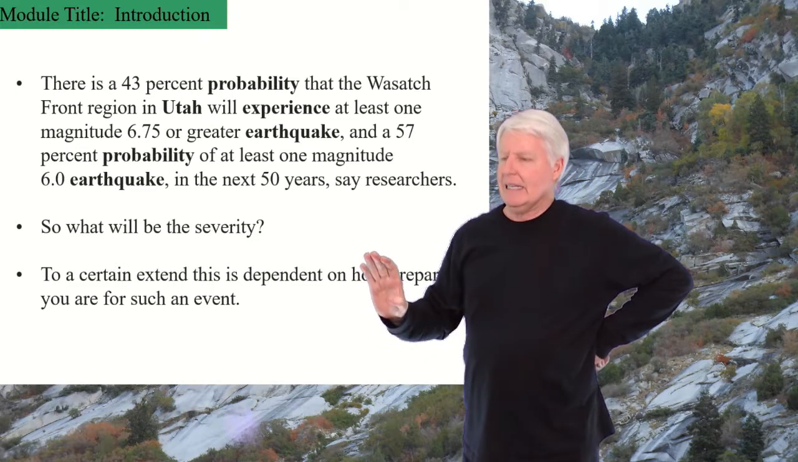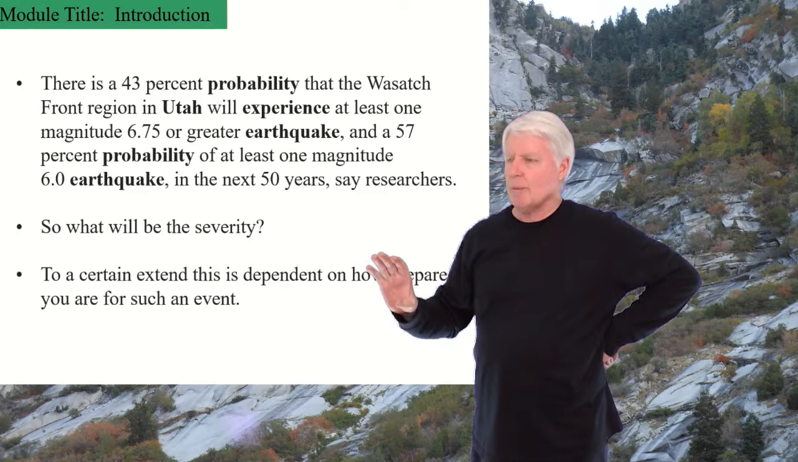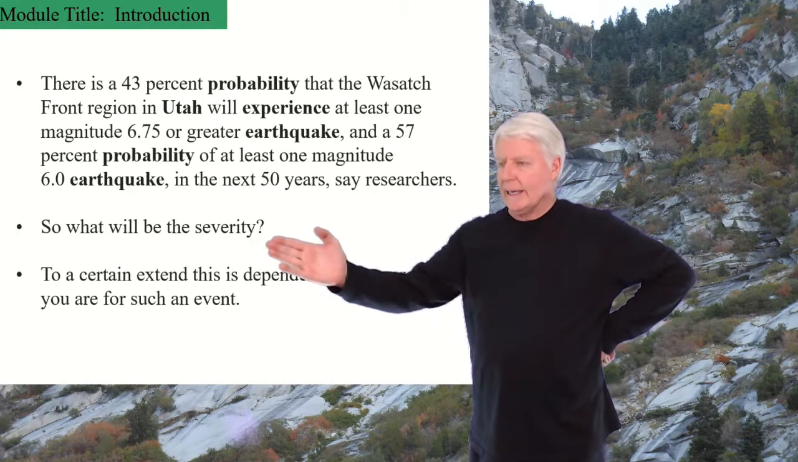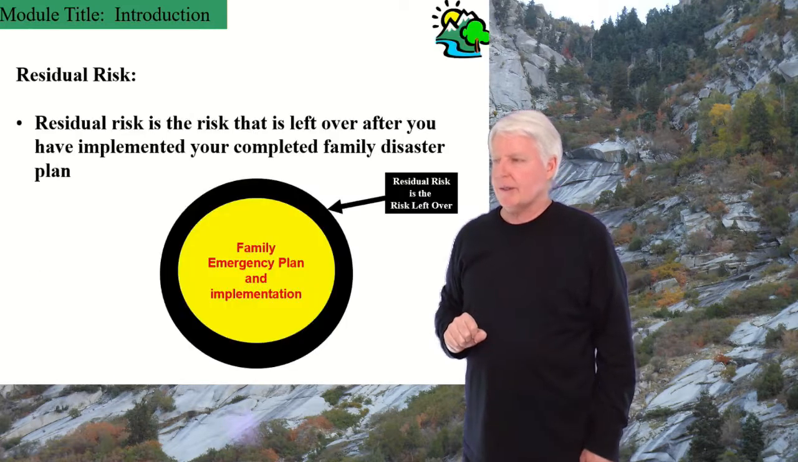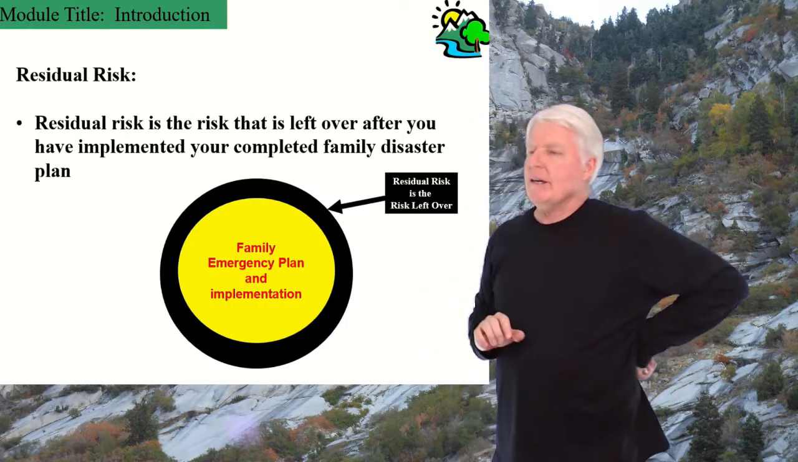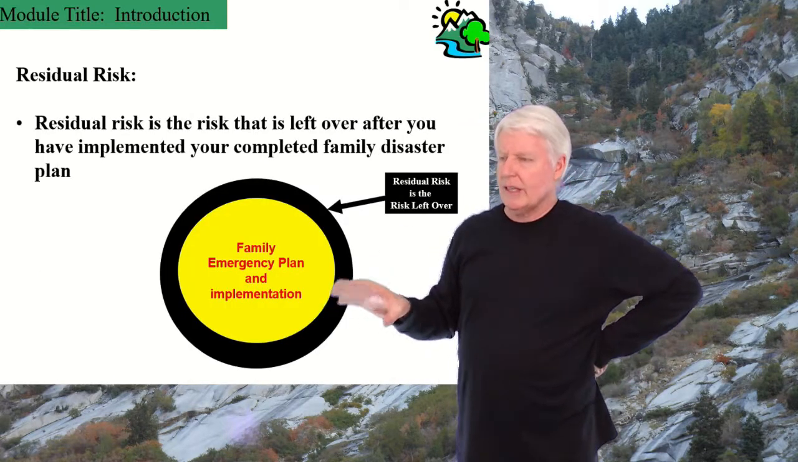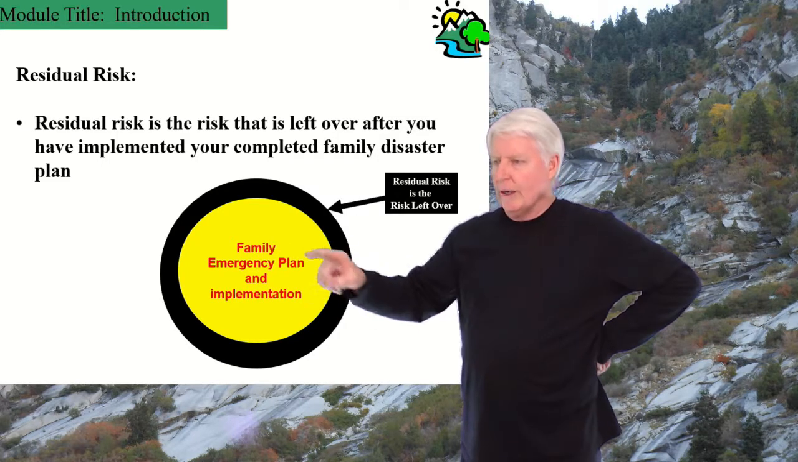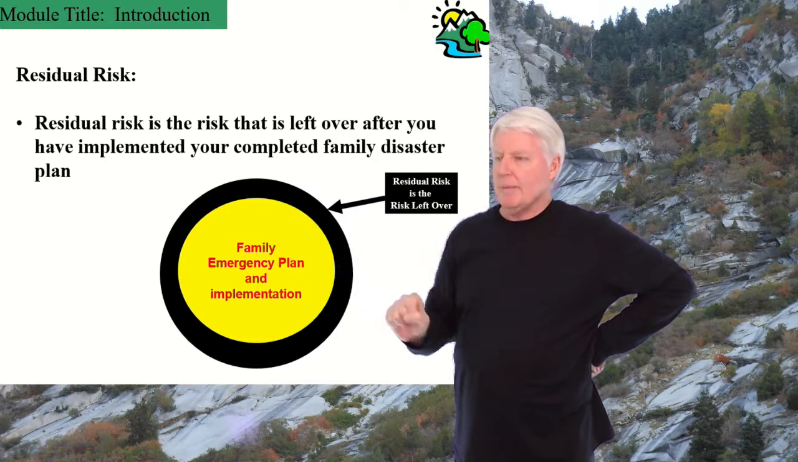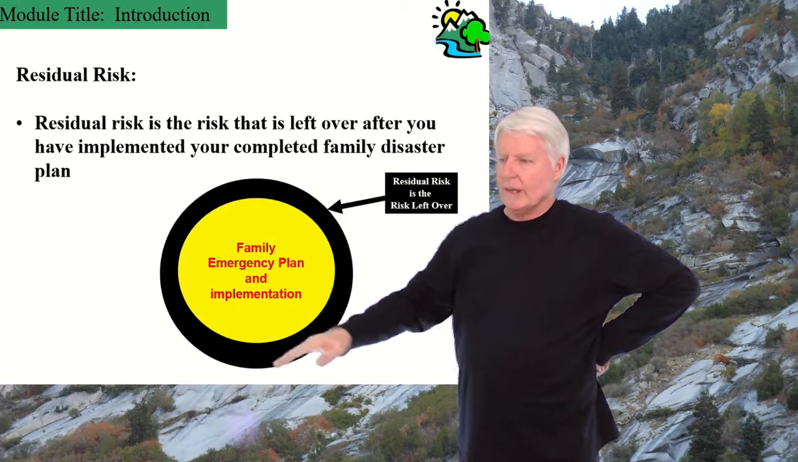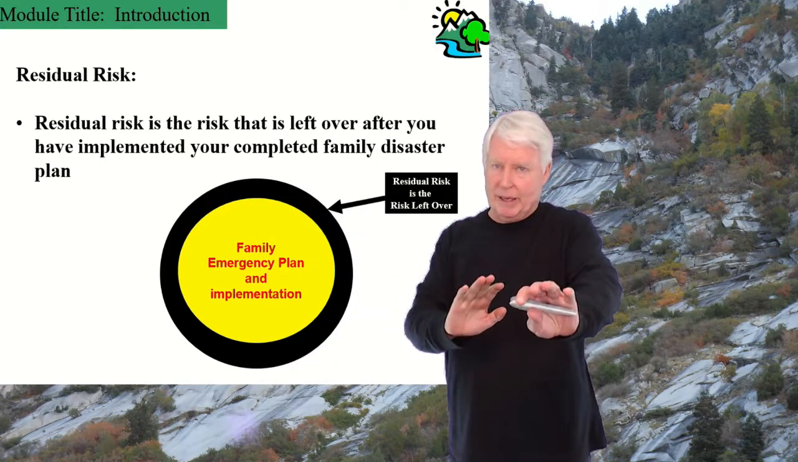And that's the objective of this class, is to help you prepare for that so we can reduce the severity of a disaster in our neighborhoods. All right, there's this thing called residual risk, and this is what we want to do. The yellow here is your emergency plan implementation. And you've implemented it, and there's still risk left over. There will always be risk left over.